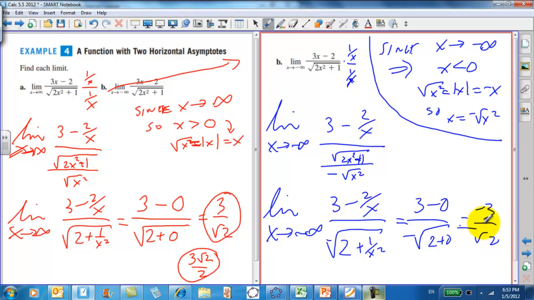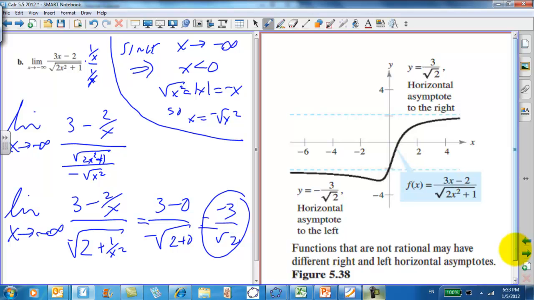And so this is one of those bizarre situations where we can have two different horizontal asymptotes depending on which direction we're approaching. As x approaches positive infinity, the y's are getting closer to 3 over square root of 2. As x approaches negative infinity, then our horizontal asymptote is y equals negative 3 over the square root of 2.